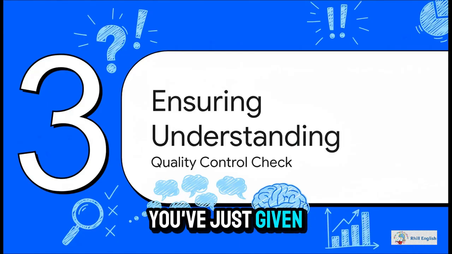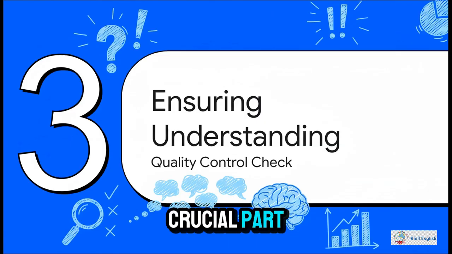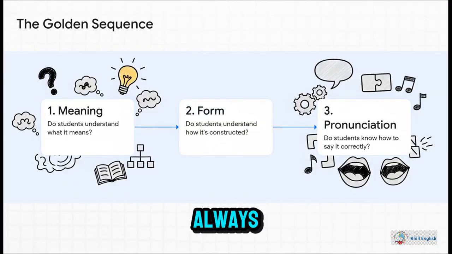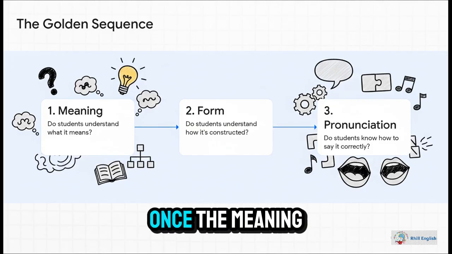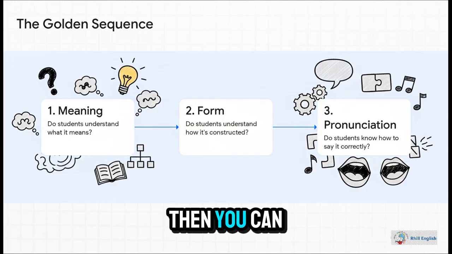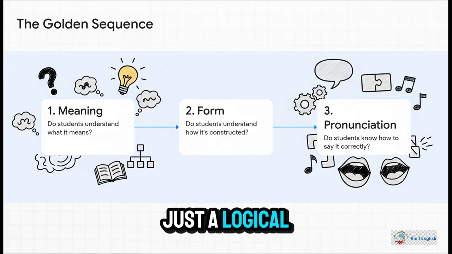Okay, you've just given a fantastic presentation, but here's the crucial part. How do you really know if they've understood it? This is your quality control check. Always, and I mean always, check for understanding in this exact order. Meaning has to come first. If they don't get what it means, who cares about the grammar or how to say it? Once the meaning is solid, then you can focus on the form. And finally, the pronunciation. It's just a logical build.